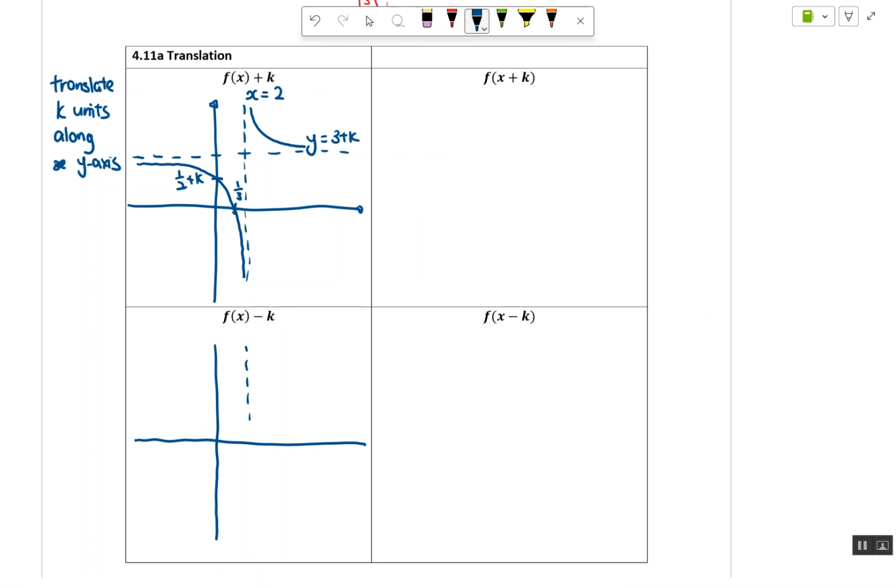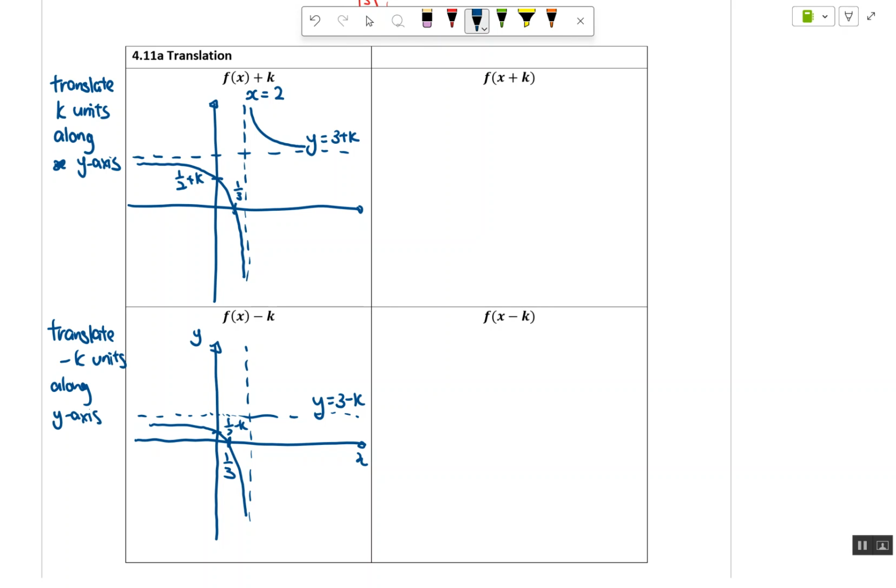The x asymptote will not change. Okay, the asymptote may be above the axis or it may be below the axis. It depends on how big your k is. But I'm going to just write down y equals 3 minus k for this. And this is half minus k, but the x will still remain. So this is translate a negative k units along the y-axis.